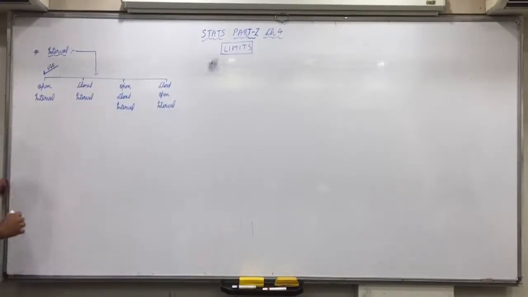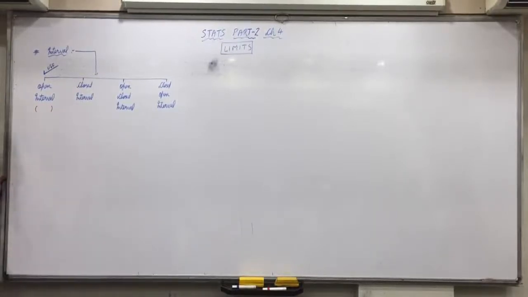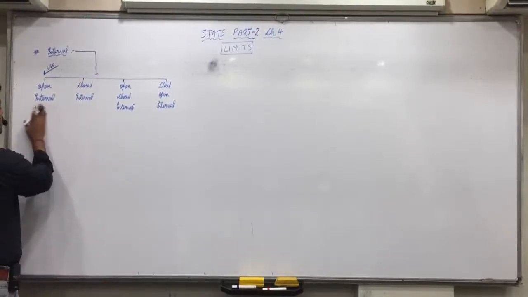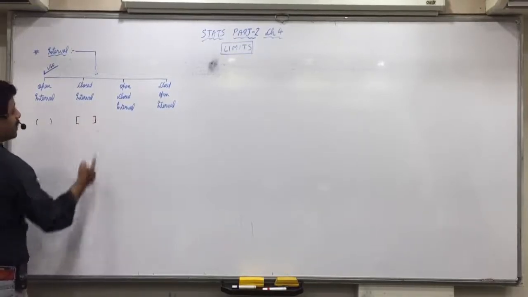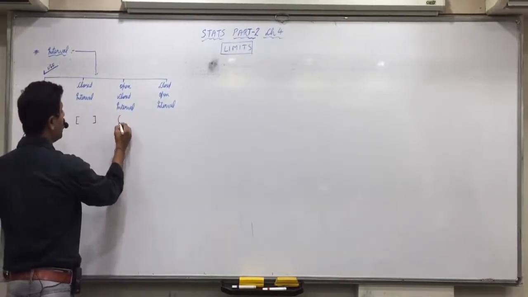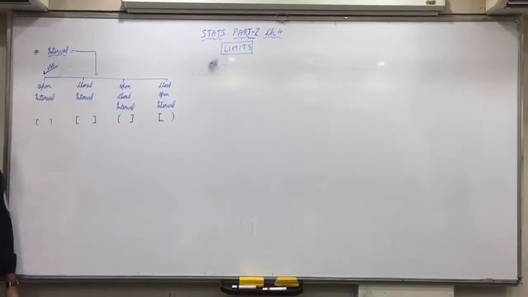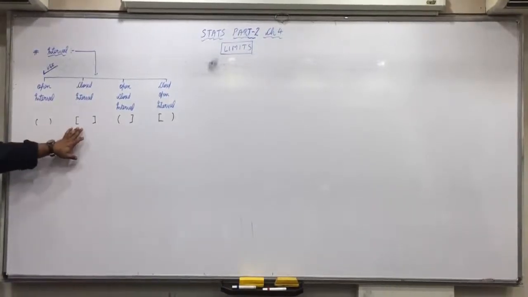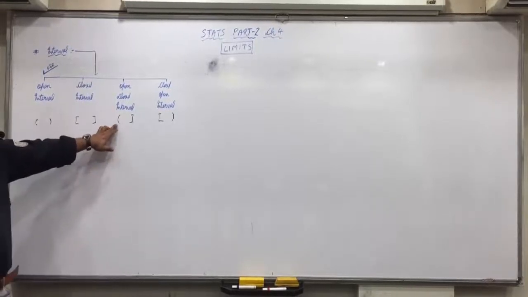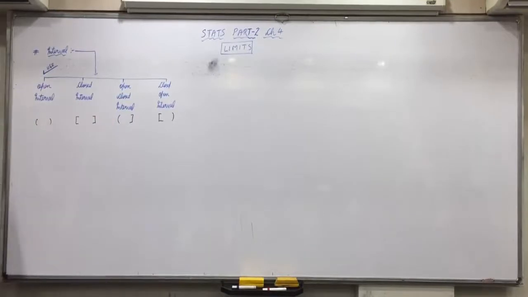Understand it. Open interval is shown in normal brackets, closed interval is shown in square brackets, open closed is shown in open closed, closed open. So open is denoted with this kind of brackets, closed is denoted with this kind of brackets. This is open closed, closed open. Okay. Now what does it mean?